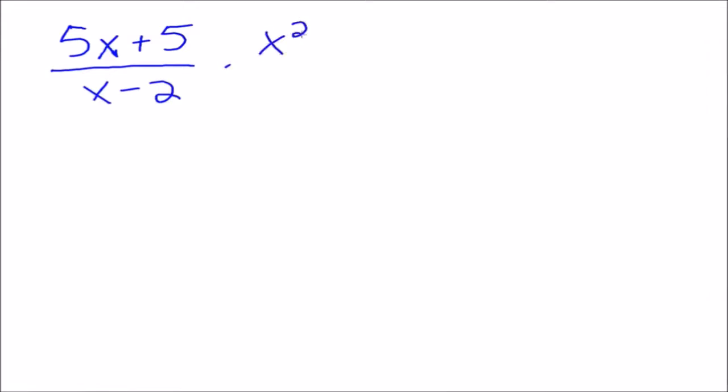Suppose we have 5x plus 5 over x minus 2, and we're multiplying that times x squared minus 4x plus 4 all over x squared minus 1. Alright, so same thing as before.